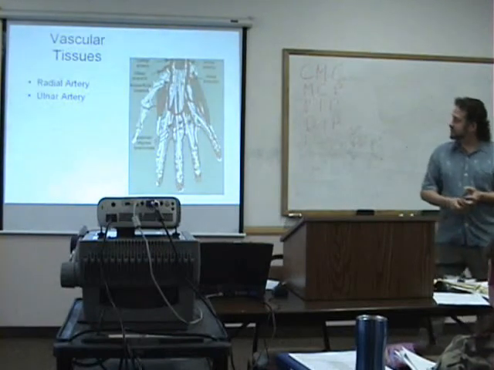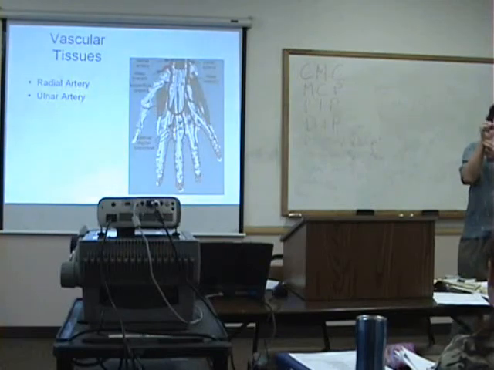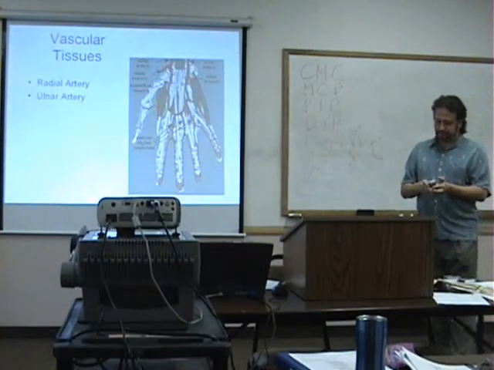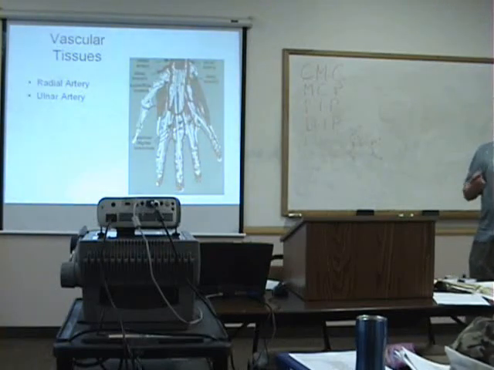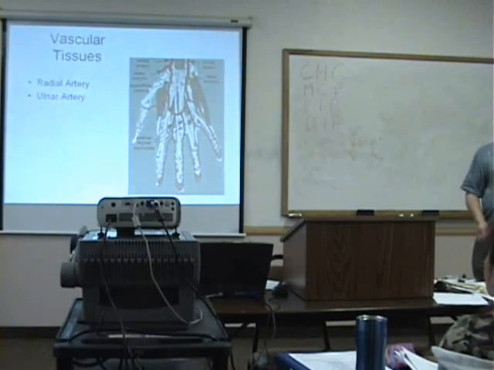Then we talk about the vascular tissues, and these are the ones we did before. We did checking the vascular supply to the hand when we were talking about carpal tunnel. So you have the radial artery and the ulnar artery. Now, which one of those goes through a tunnel and which one doesn't? Ulnar artery goes through the tunnel, the radial doesn't. I mean, radial artery.